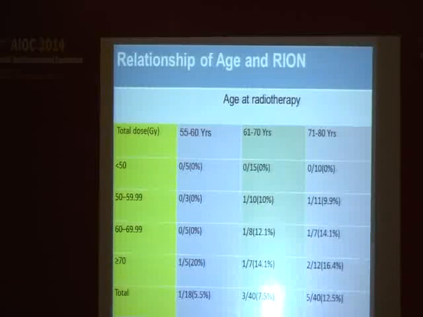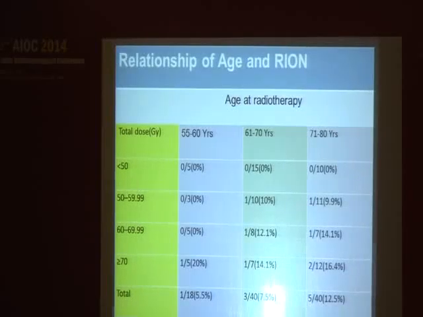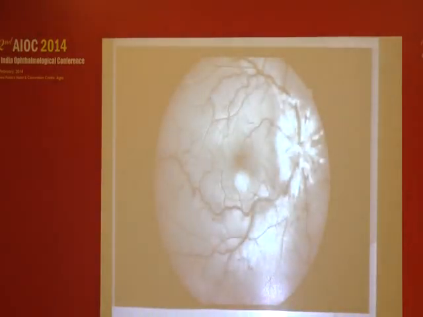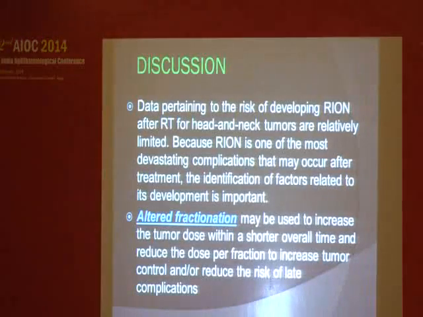This chart shows that older age is the risk factor for the development of RON. This is the first photograph of radiation-induced optic neuropathy, showing edema surrounding the artery and superficial hemorrhages. This is the hereditary filter photograph. This is the ultimate stage, that is ischemic optic atrophy. Now coming to the discussion.